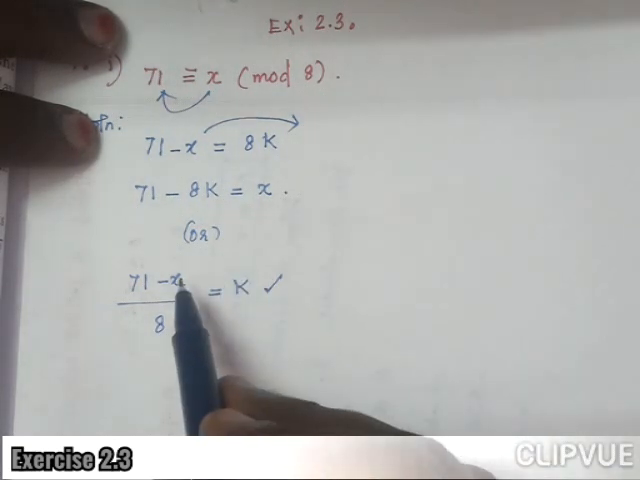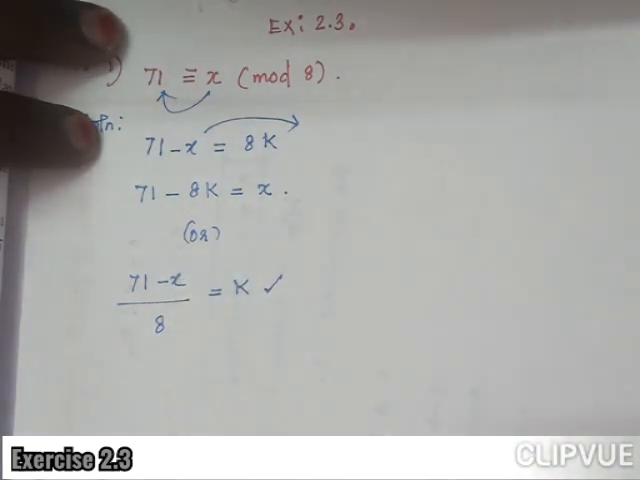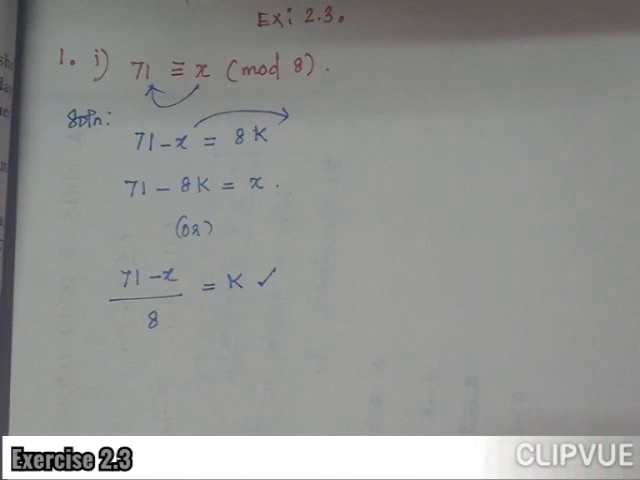Okay. So 71 minus x. If you assign the value of x equal to 1, what do we get? 71 minus 1 gives 70. 70 by 8 will not be divisible by 8. And the value before that is the 8 table, which means 64.